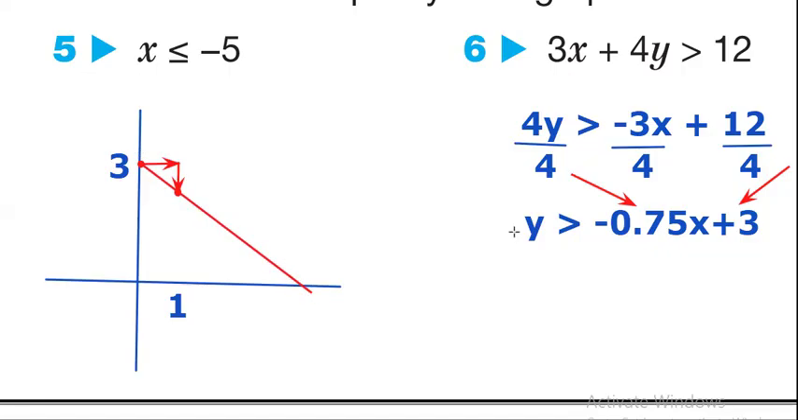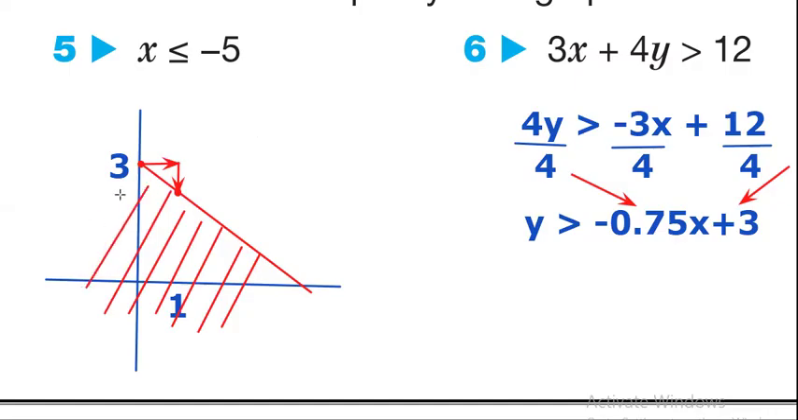Now, the region that they want is bigger than this line. And as we said, bigger than means on top. This means that we shade the region that we don't want, like this.